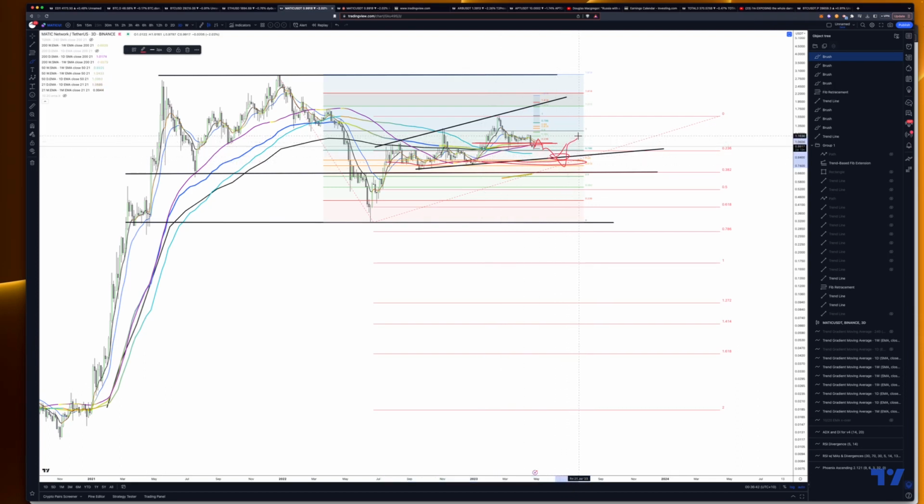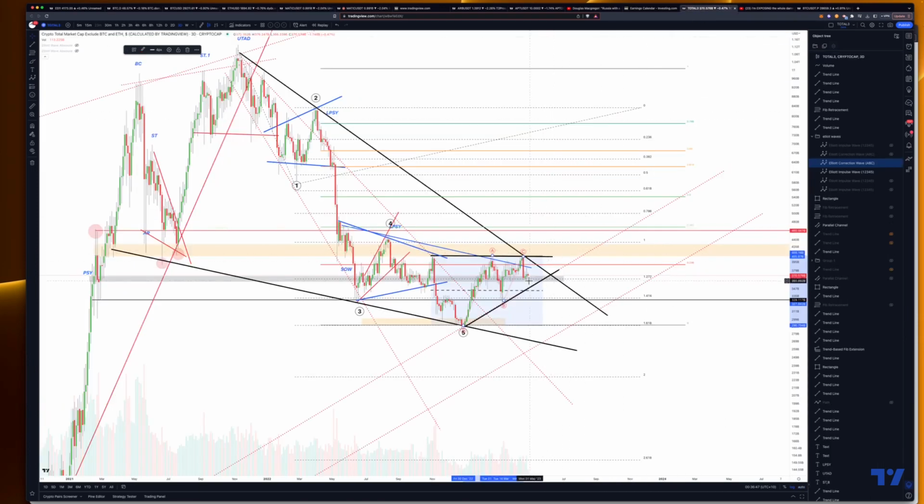Now, would that be in line with our total 3? So total 3 is our alt season chart. I do feel like this is going to just go up there and then come back down. Now, we've got this structure here as well. This line, if this line was to act as support, then that's bullish.